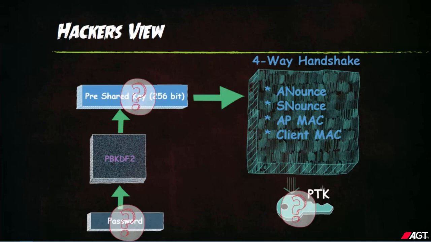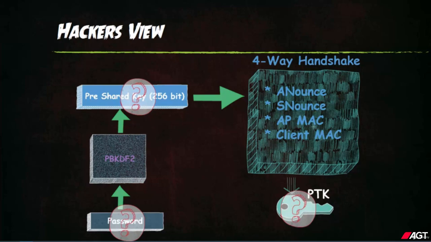So what are the details a hacker can get from this protocol? The hacker does not know the password, of course. The hacker does not know the actual pre-shared key, and the hacker does not know the pairwise transient key, right?